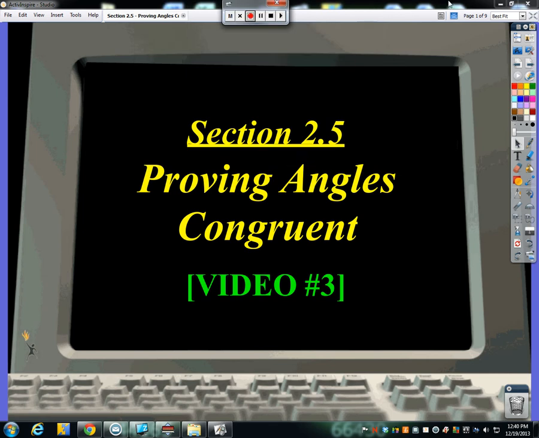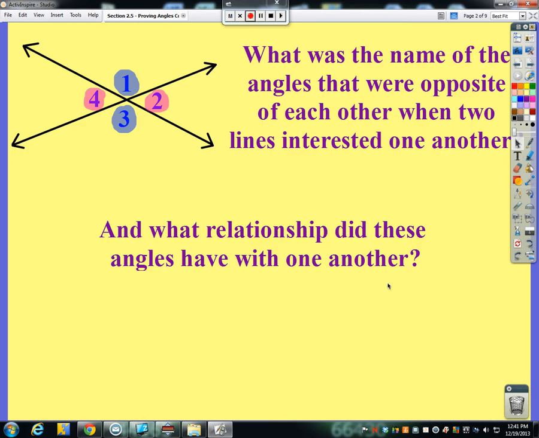All right, the third video, we are just going to talk about one specific thing in this video, and that is why are vertical angles congruent? Okay, so we've talked about vertical angles before last semester, that vertical angles were angles that were opposite of each other when two lines crossed. Okay, so angles 1 and 3 here, they're vertical angles, and 2 and 4, they're vertical angles.